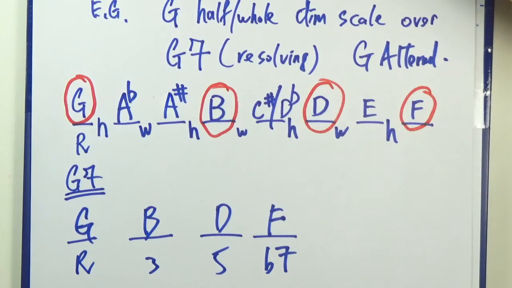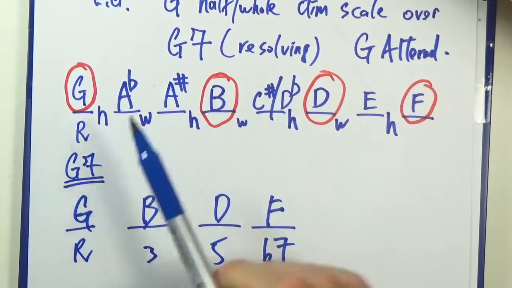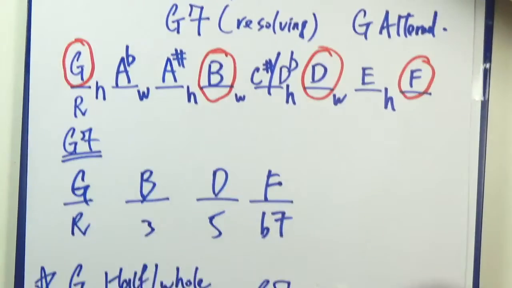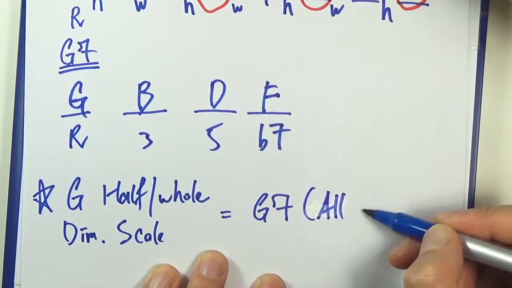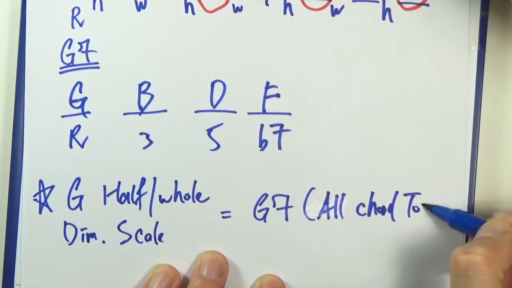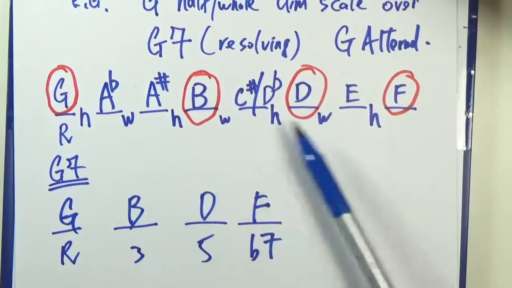All right. So this time, the G half whole diminished scale is basically a G7th chord tone. So all chord tones, not just shell, but all chord tones. Plus the following notes.